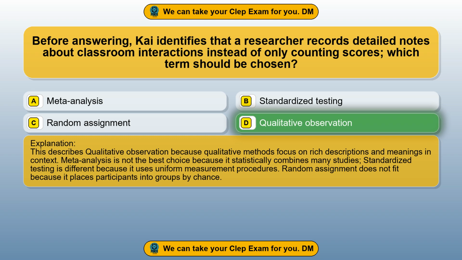Meta-analysis is not the best choice because it statistically combines many studies. Standardized testing is different because it uses uniform measurement procedures. Random assignment does not fit because it places participants into groups by chance.